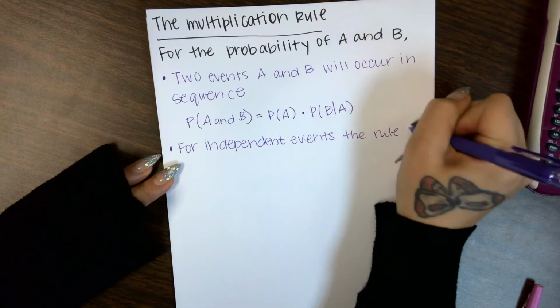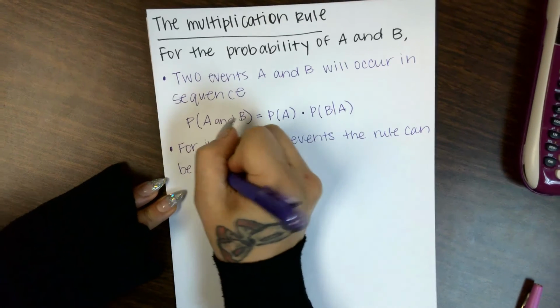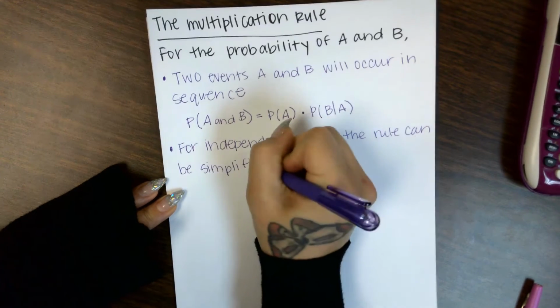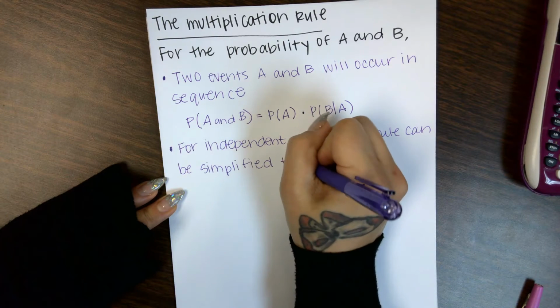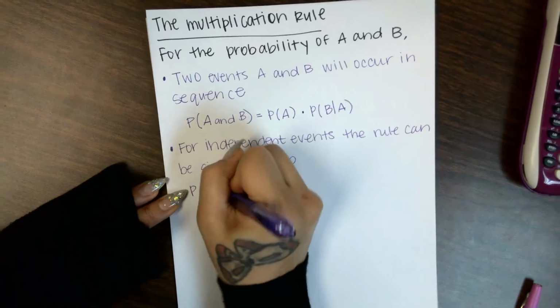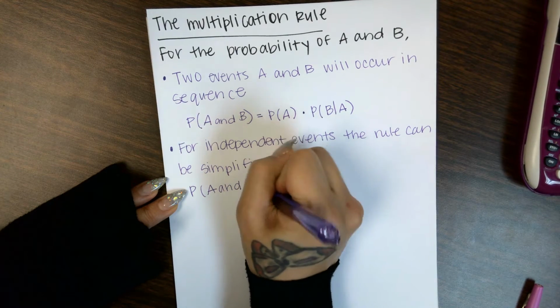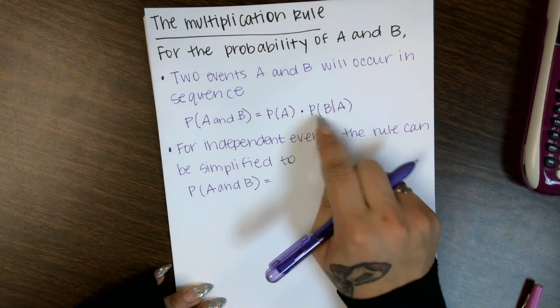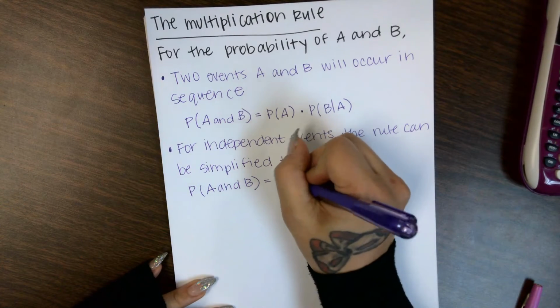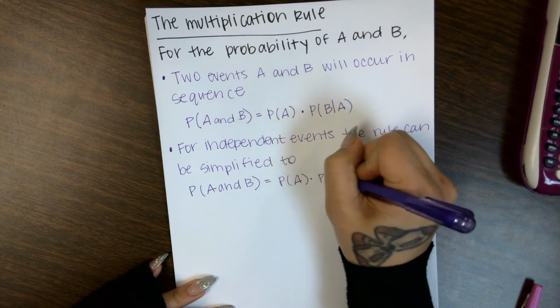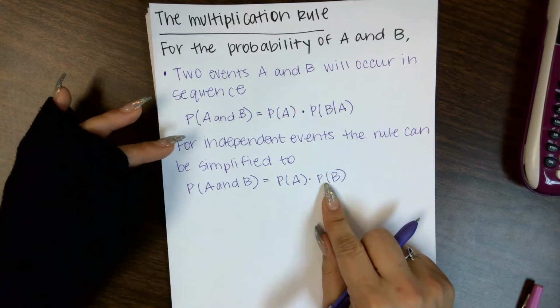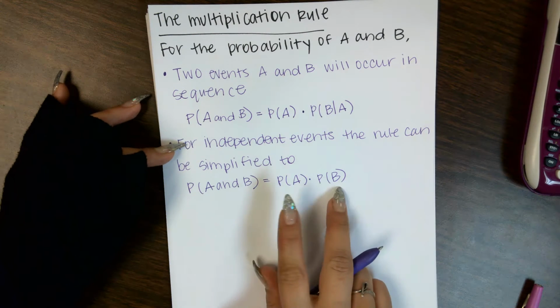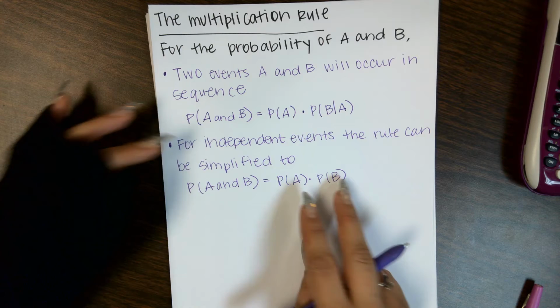The rule can be simplified to this. Instead of having the probability of the first event multiplied by the conditional, you just take the probability of your first event and multiply it by the probability of your second event. I can do that because if they're independent, then one happening doesn't affect the other. All I have to do is multiply each of their probabilities together.